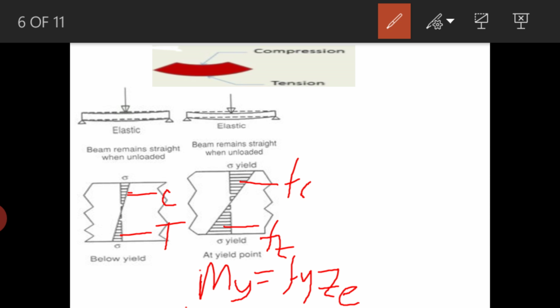If you want to calculate the moment at this stage, when the upper fibers in the compression zone and the lower fibers in the tensile zone just reach the yield point, then whatever moment you get is the yield moment, or it is called the elastic moment, and this elastic moment is given by Fy into ZE, where Fy is called the yield stress and ZE is the elastic section modulus. I hope you understood this one.